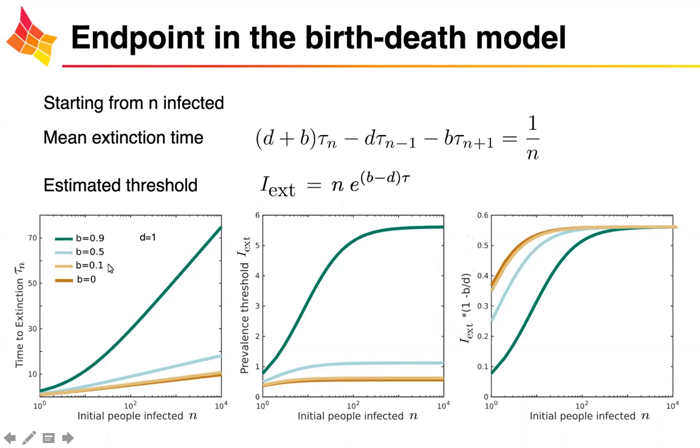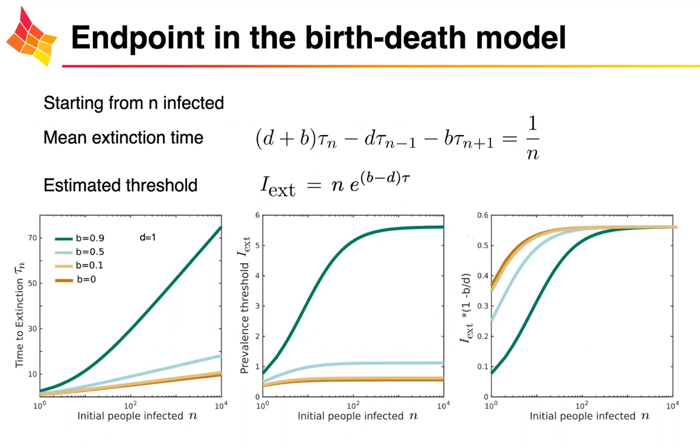Yeah, and we can also estimate the threshold with this relation, as the number of infected people at the average extinction time. This threshold value reaches a plateau as n increases, as we kind of expected. And if we normalize it by 1 minus E/D, all the curves collapse on top of each other for large n, and the value is given by Euler's number.